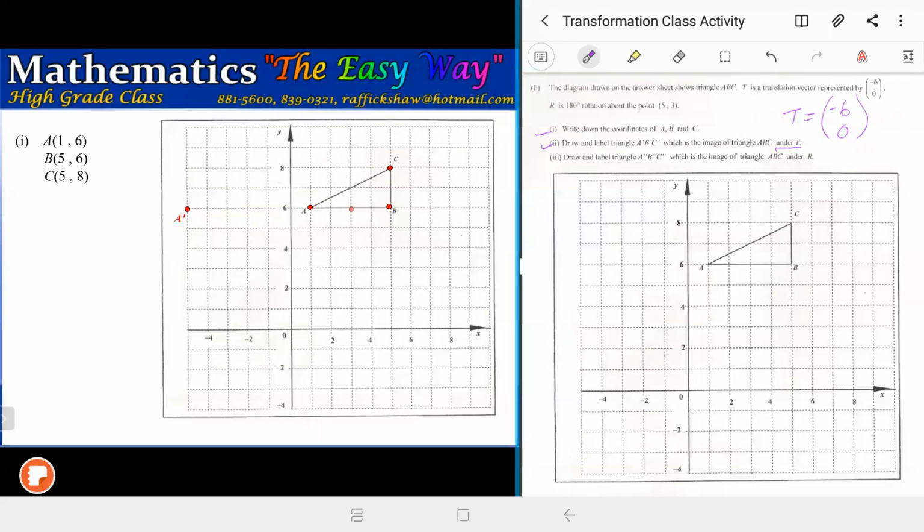Then I move B 6 units to the left to there. Just count it off. Then I move C 6 units to the left. Don't try to move the entire triangle all at once.